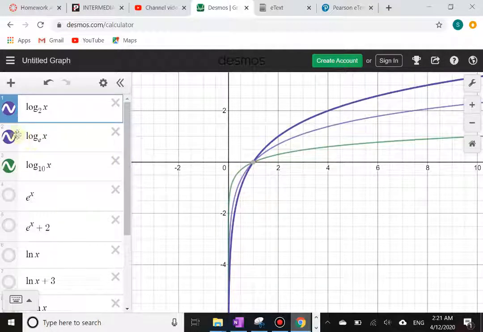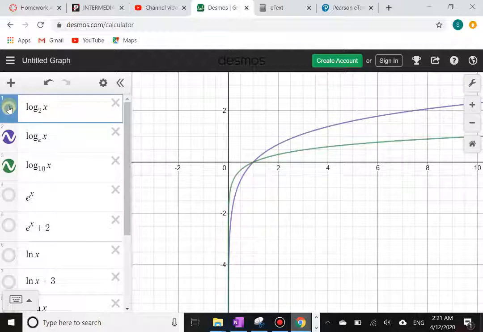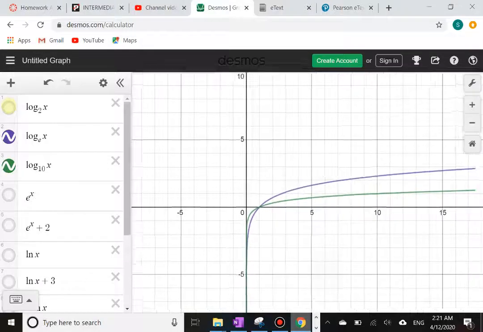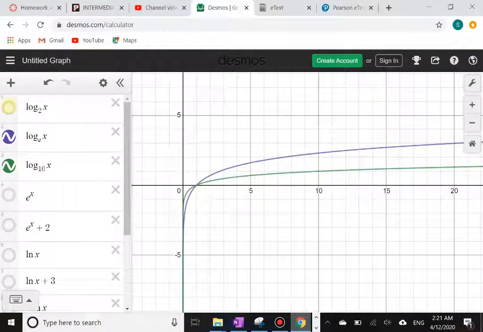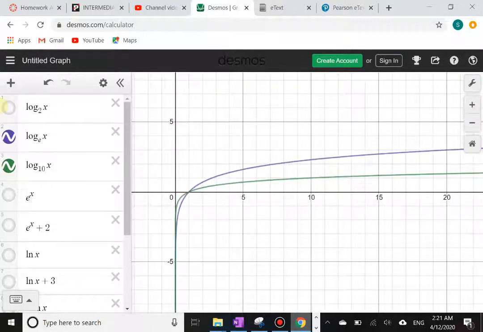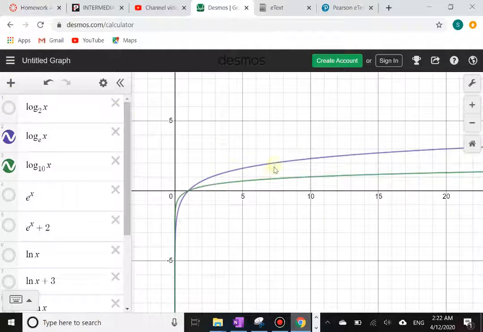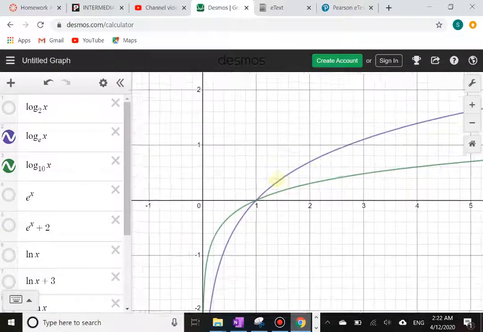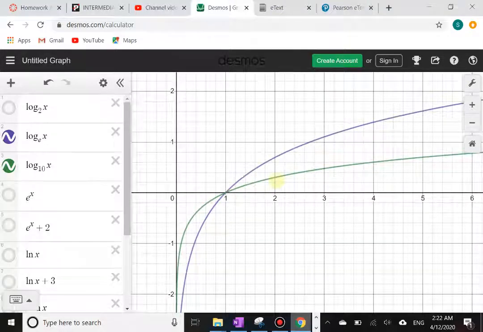Now let me take log base 2 out. Okay, now you can see how these two logs look. Let me first shrink it, and there you go. The one on top is the natural log, and the one on the bottom is the common log. If I enlarge these, then you can see a better graph.